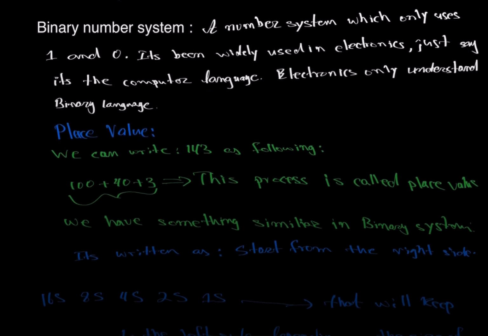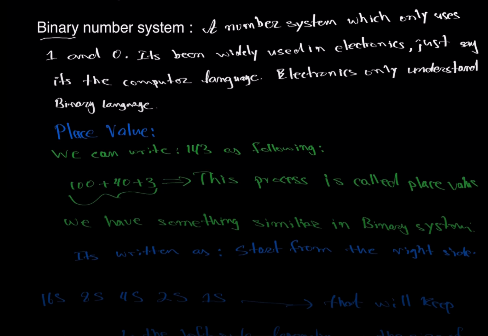Now we're going to the fun part of this lecture: the binary number system. What is a binary number system? As we think of the word binary, it means only 2 things, a number system that uses 1 or 0. Only 2 options, so it goes either 0 or 1. The number system that only uses 1 or 0 is called the binary number system.